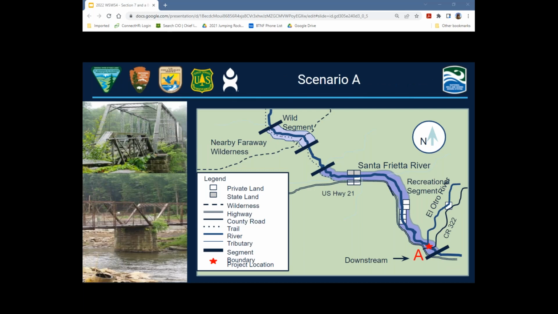So our first scenario is a proposal by the Elk County Commissioners and State Department of Transportation in cooperation with the Federal Highway Administration, which means there's a federal nexus there, that there's federal money involved here. These parties want to replace the historic Hyenas Run Bridge. It was constructed in 1891 on County Road 322. The bridge crosses the Santa Frietta River just downstream of the confluence with El Otro River. The bridge provides the only access to the town of Santa Joaquina.